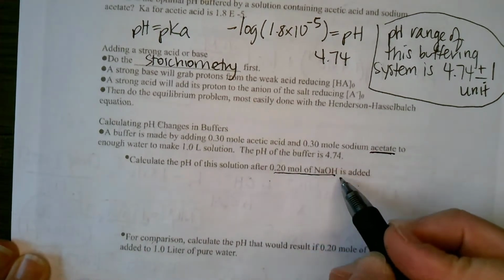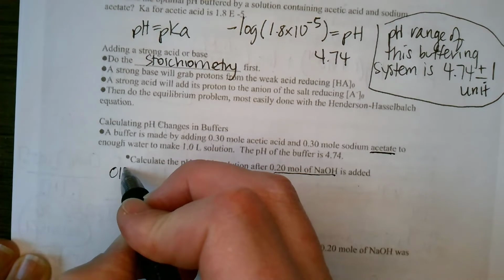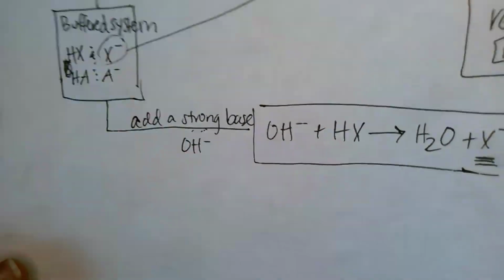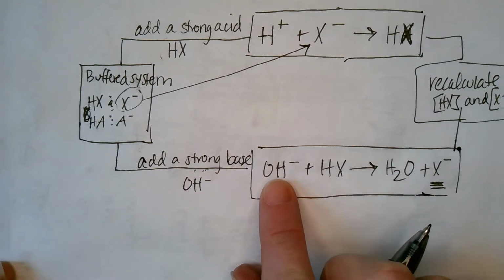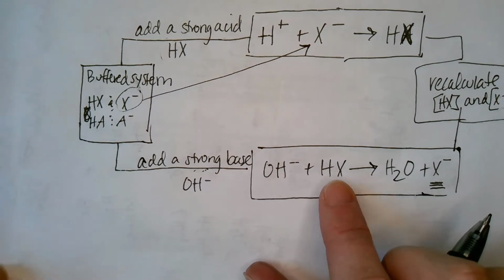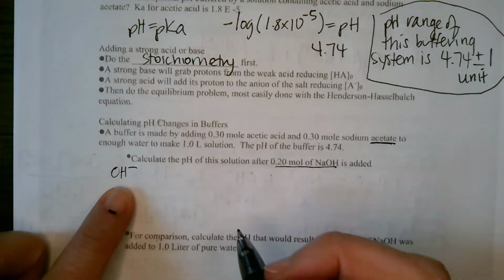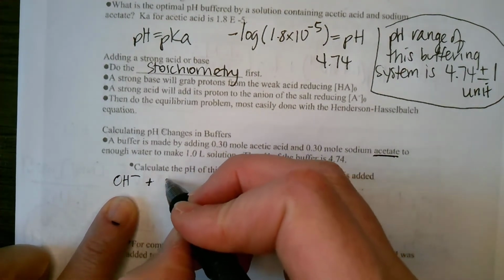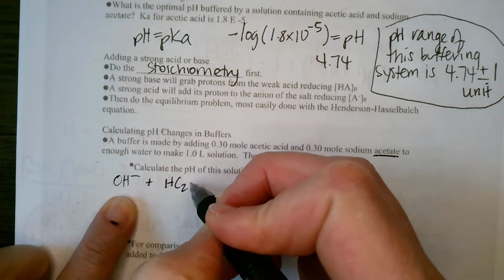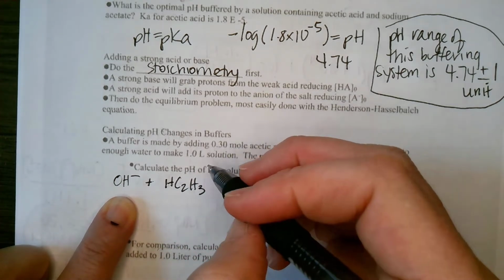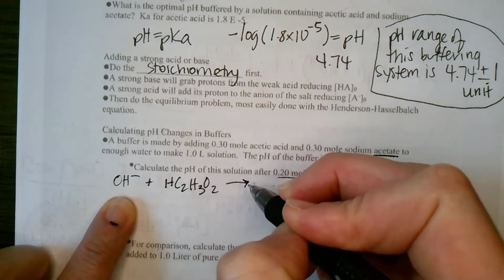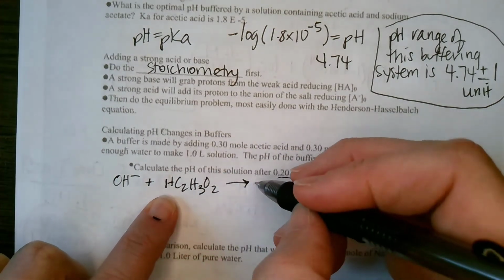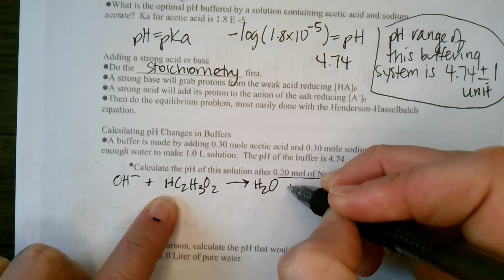We have hydroxide, and we know that adding a strong base, that hydroxide is going to react with the acid. So we're going to take that hydroxide plus our acetic acid, which is HC2H3O2. And we know that this is going to make H2O and acetate.